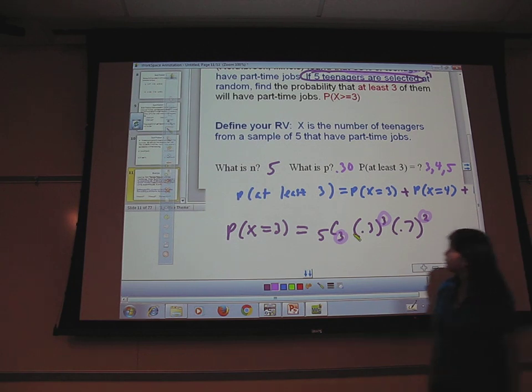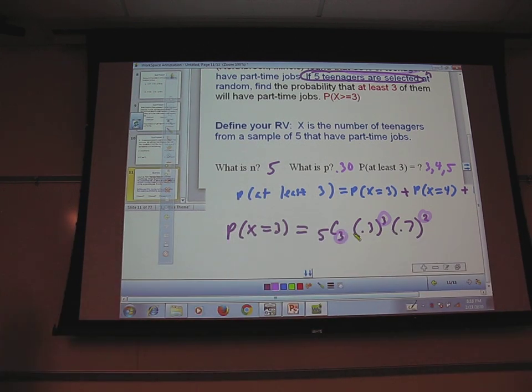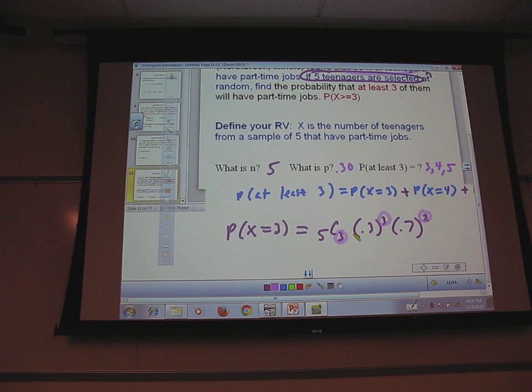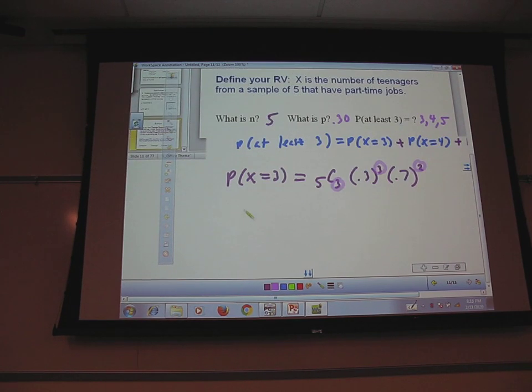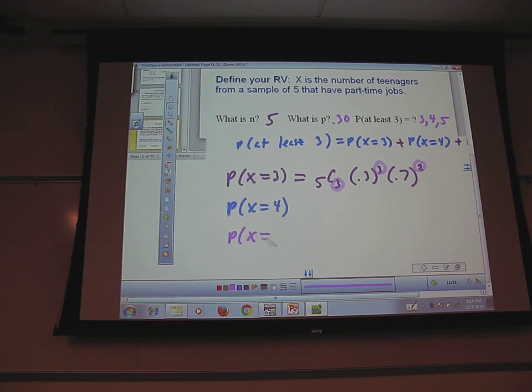All right. You guys find this number and then also find this probability: the probability x is 4, and find the probability that x is 5. And then add them all up. So take a couple minutes and do that.